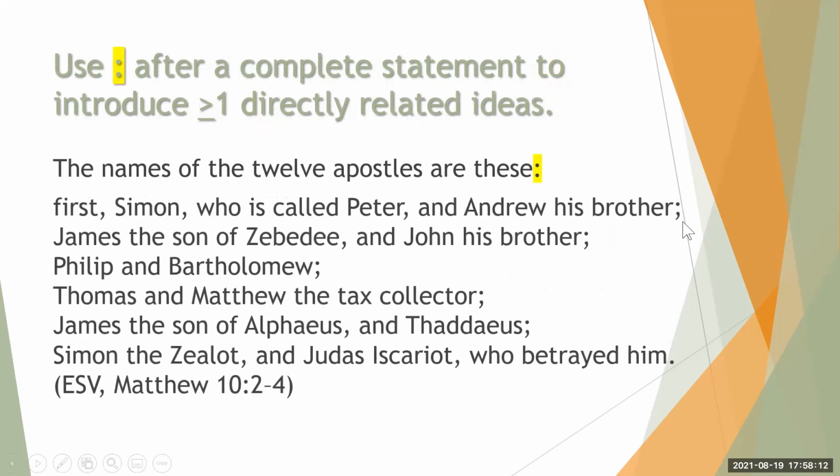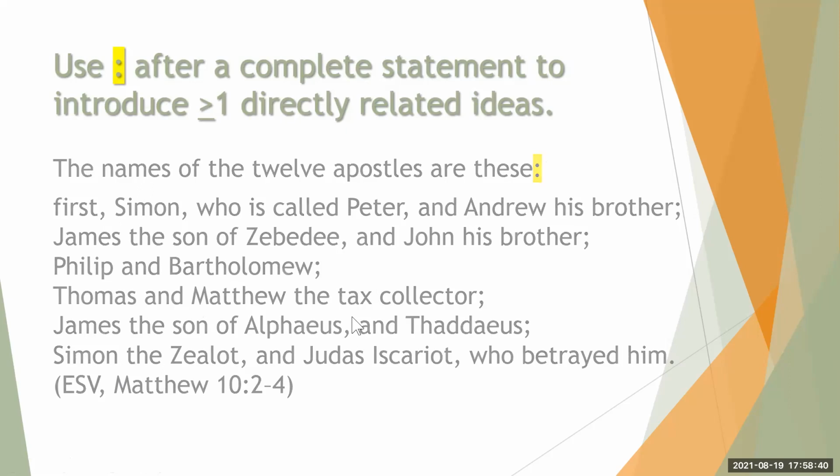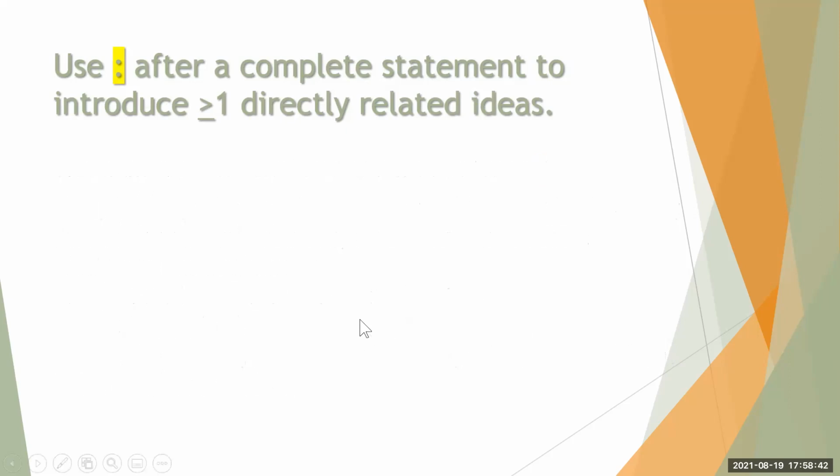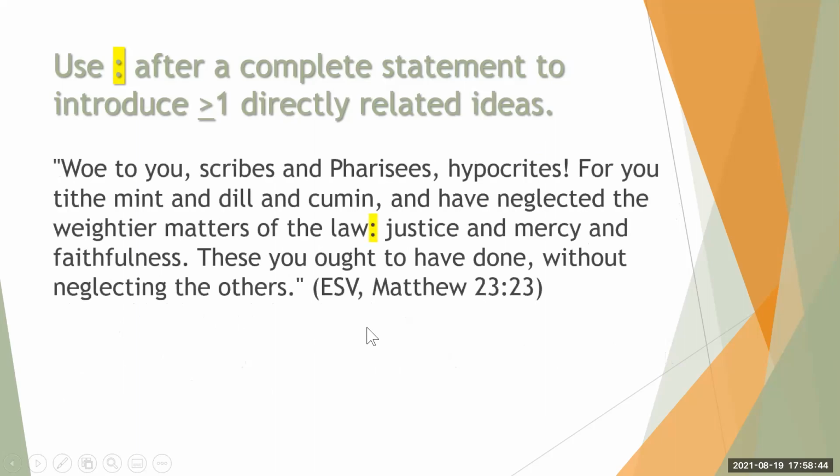Notice the use of a semicolon here. The writer is telling you that he's breaking up this long list of 12 disciples into pairs, six pairs. James, the son of Zebedee, and John, his brother; Philip and Bartholomew; Thomas and Matthew, the tax collector; James, the son of Alphaeus, and Thaddeus; Simon the Zealot, and Judas Iscariot, who betrayed him. So the names of the 12 apostles are these, colon, and then he introduces a list of 12 apostles. Use a colon after a complete statement to introduce more than one directly related idea.